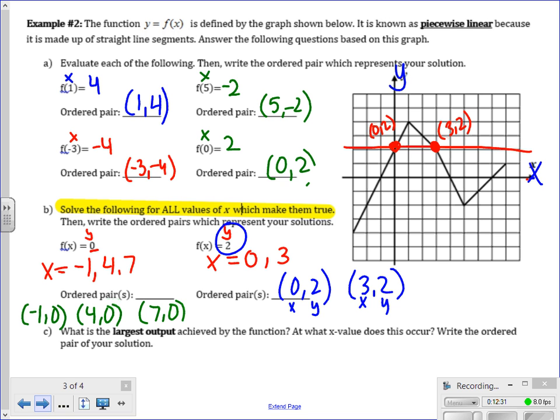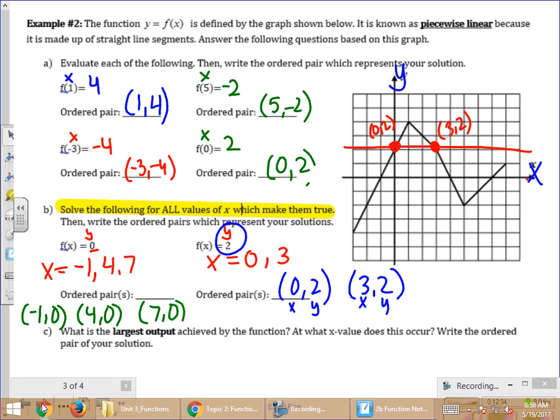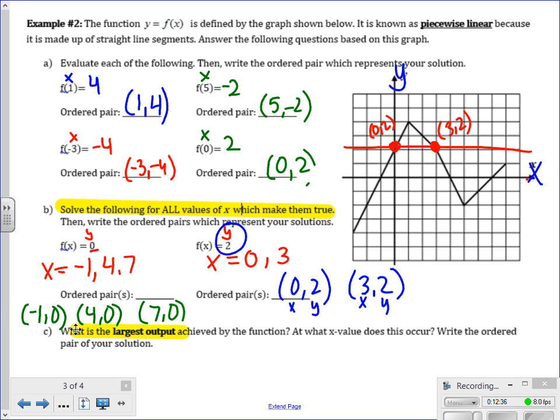Now the last question for this example says, what's the largest output achieved? So outputs are y's. What's the largest y value that this graph has? Well, most of the time when we're talking about largest values, that means a maximum. Right? So this point right here is the highest one. We call that the maximum, which we're going to explore more in the next lesson. That maximum, we want to know the x and the y value it occurs at. Well, that looks like it's the point 1, 4. That is the largest output, and the x value that goes with it on this graph.